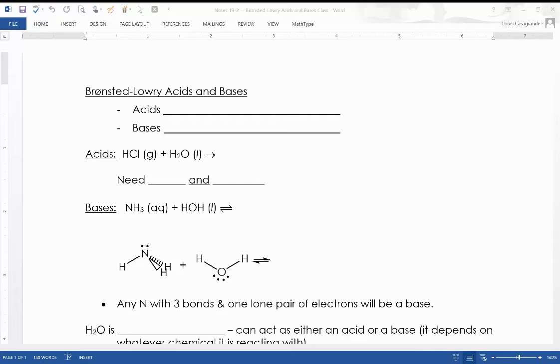And welcome to our next lesson on acids and bases. In today's lesson, we're going to learn about the second main model of acids and bases called the Bronsted-Lowry acid and base model, or sometimes just the Bronsted model for short.